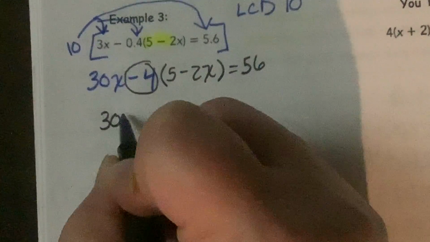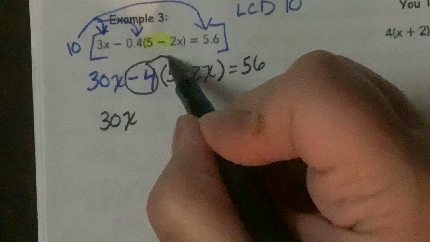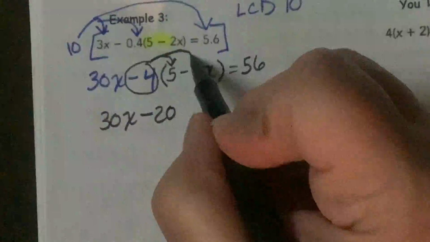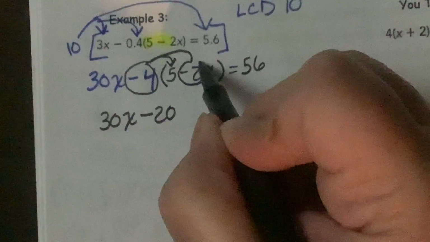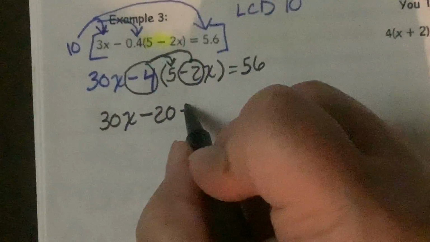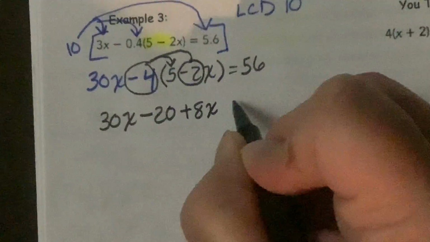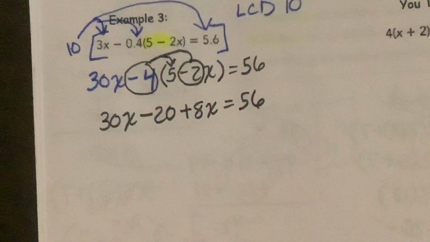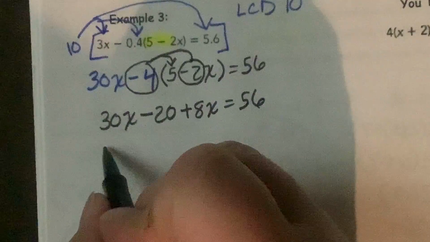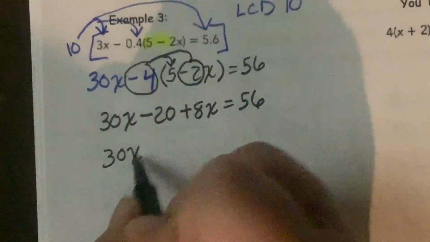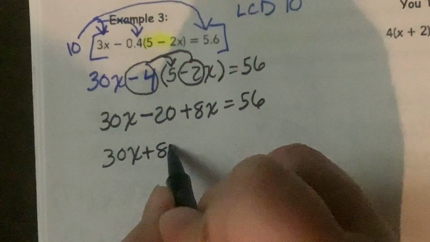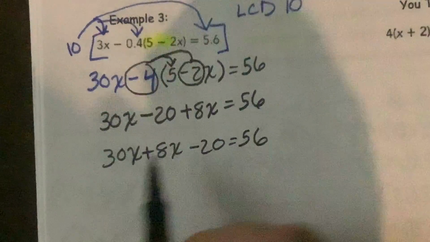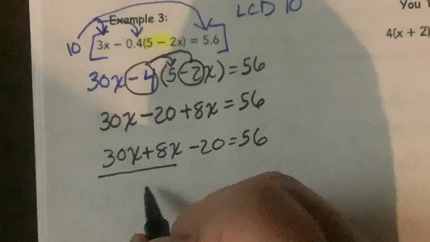So the 30x stays the same. Negative 4 times 5 is negative 20. Negative 4 times, grab that sign, negative 2 is positive 8x equals 56. All right, combine like terms. Here we go. 30x plus 8x minus 20 is 56. Well, 30x plus 8x is 38x.